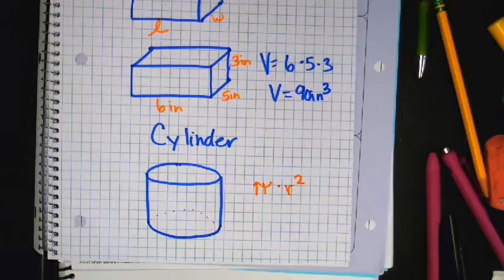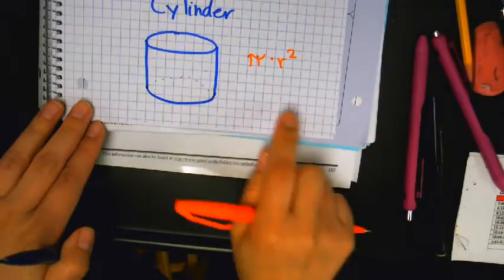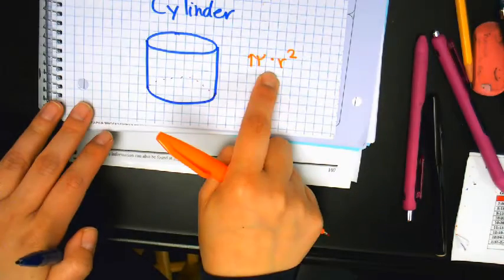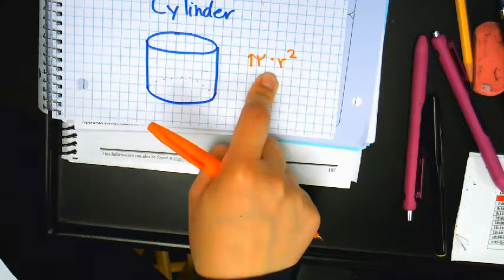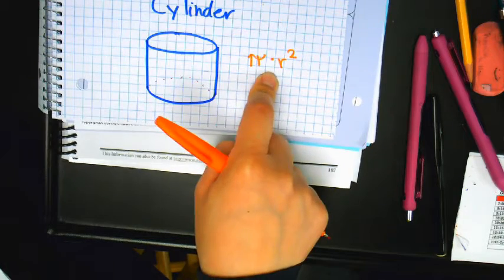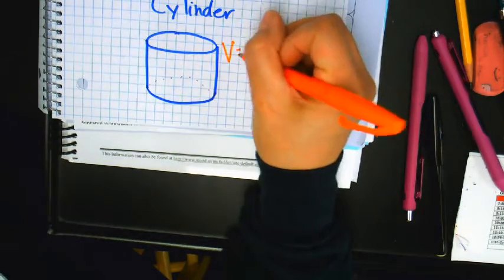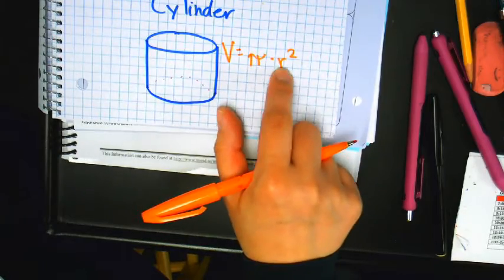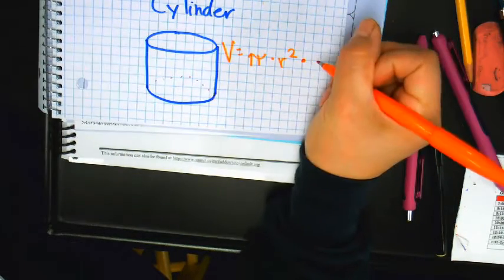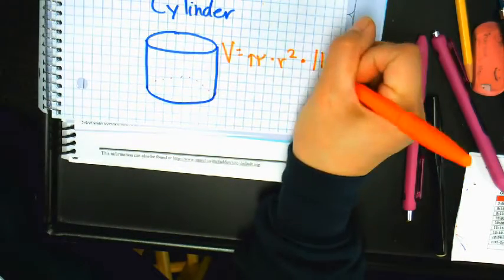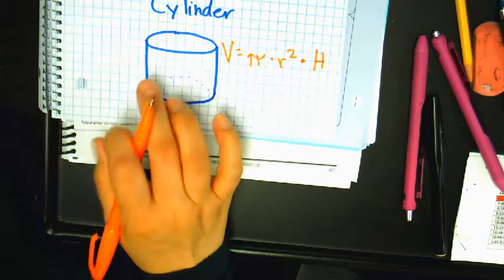You did this on the do now, right? So this part is the area of a circle, which you already did in the do now. So volume equals the area of the circle times your height. The height of the cylinder.